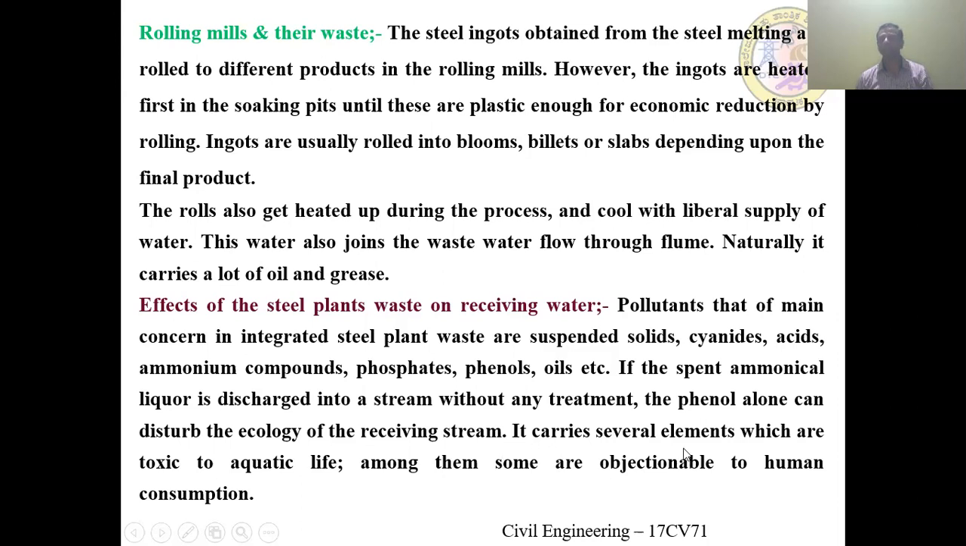It carries several elements which are toxic to aquatic life, and some of them are objectionable to human consumption. So here we are going to observe suspended solids, cyanide, acid, phenol, and ammonia compounds. You have to mainly concentrate on the ammonia and phenol.